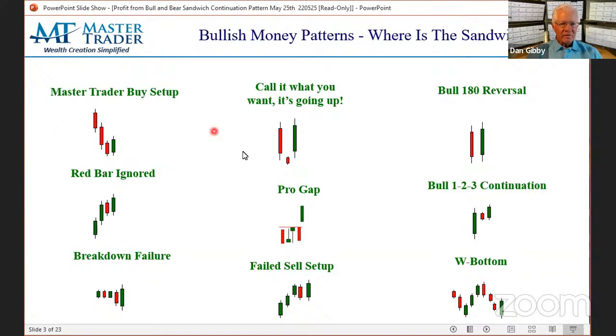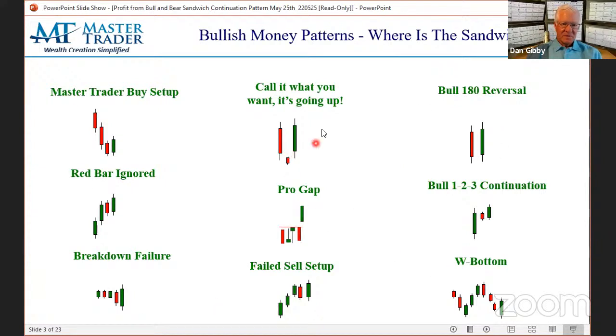So every one of these 9 pictures are what we call bullish money patterns. Every one of them is suggesting higher demand, bullish continuation higher with different pictures. And so you might say, well, Dan, where's my sandwich? You're giving me 9 of them. Where's my sandwich? Well, you're going to see in a moment, it's a derivative of this. And I'll just show you on the next slide.